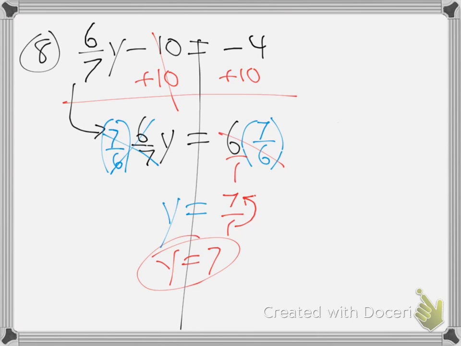So we never type in an answer like 7 over 1 in Math Excel. It'll tell you it's unsimplified. So just 7 on that.